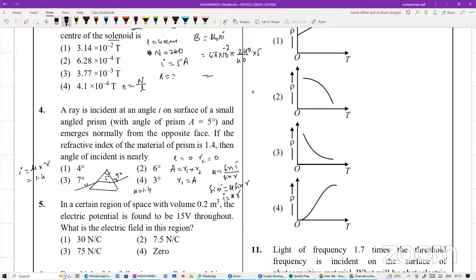Mu की value 1.4 और R की value is equal to angle of prism that is equals to 5 degrees. So 1.4 into 5, that is 14 by 10, 10 and 2, 7 2s are 14. So this will be equal to 7 degrees.